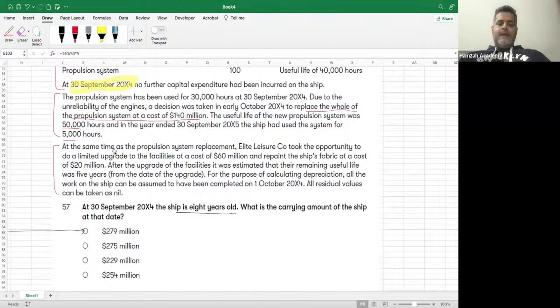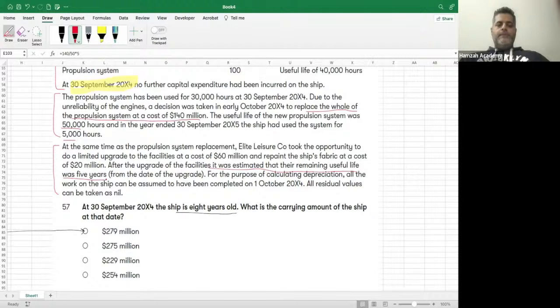At the same time as the propulsion system replacement, Elite Leisure Company took the opportunity to do a limited upgrade to the facilities at a cost of 60 million and repaint the ship's fabric at a cost of 20 million, right? So as the engine was being replaced, the company took the opportunity to repaint and to upgrade its cabin area. After the upgrade of the facilities, it was estimated that their remaining useful life was 5 years from the date of upgrade. This information is crucial over here.